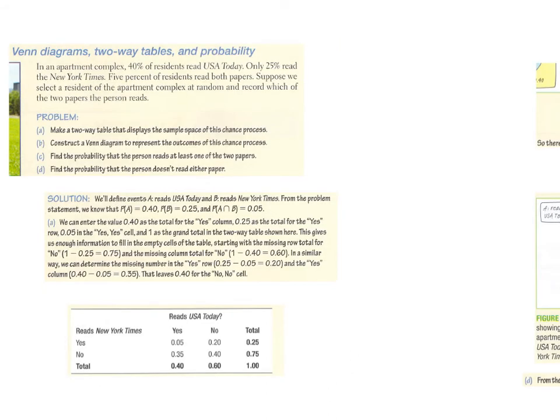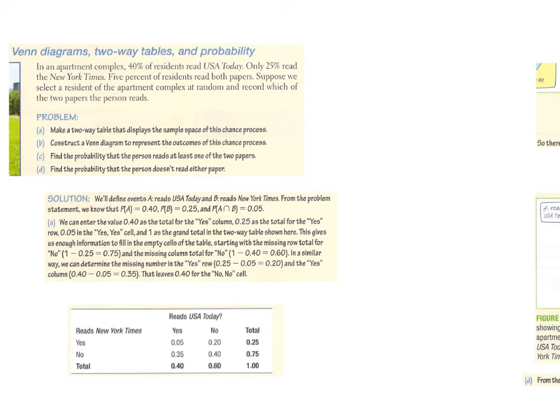Let's look at one last example that kind of brings everything together. In an apartment complex, 40% of residents read USA Today. Only 25% read the New York Times. 5% of residents read both papers. Suppose we select a resident of the apartment complex at random and record which of the two papers the person reads. So here's what we're trying to do in this problem.